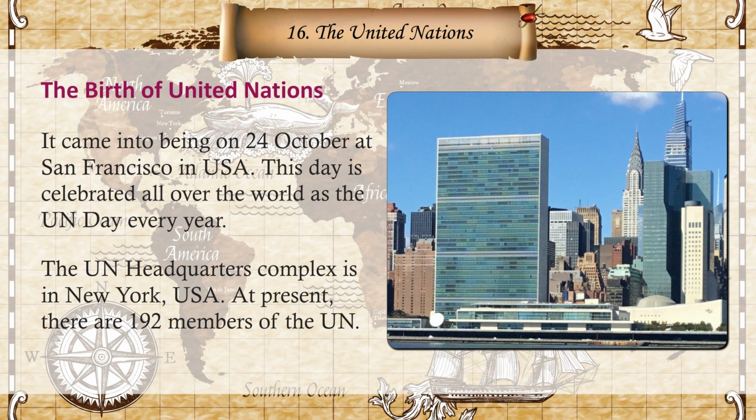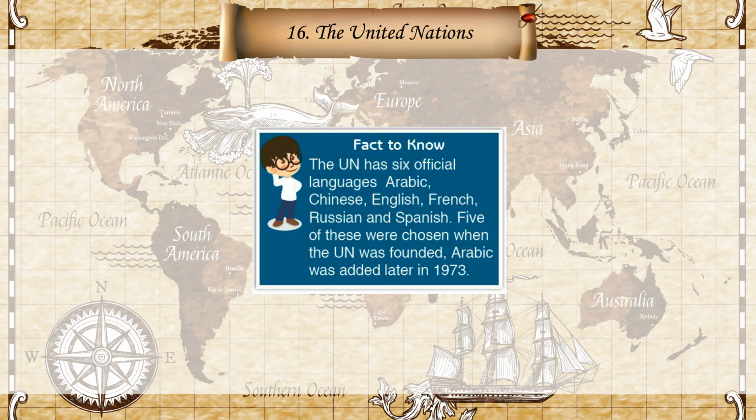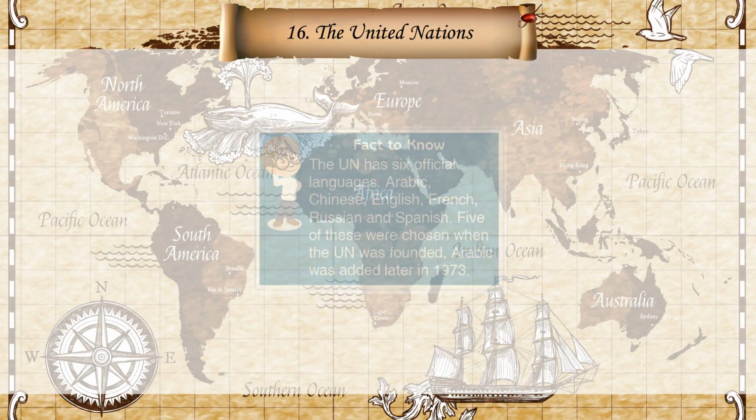At present, there are 192 members. Fact to know: the UN has 6 official languages: Arabic, Chinese, English, French, Russian and Spanish. 5 of these were chosen when the UN was founded. Arabic was added later in 1973.